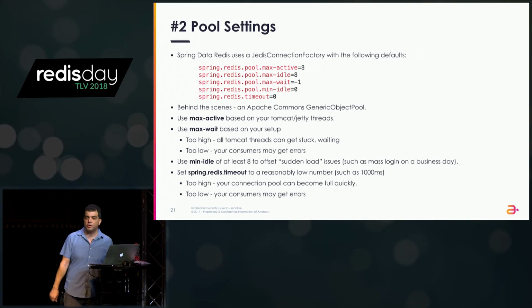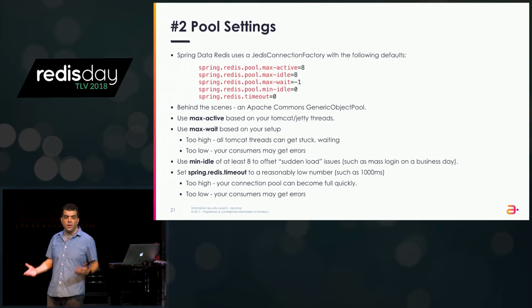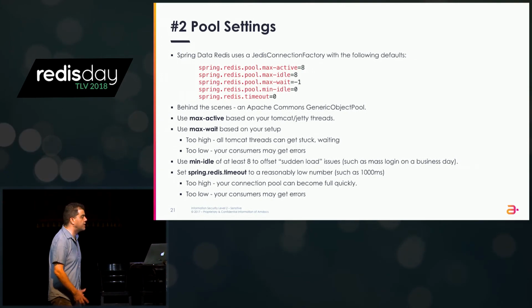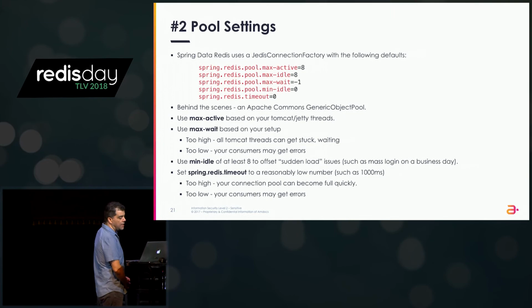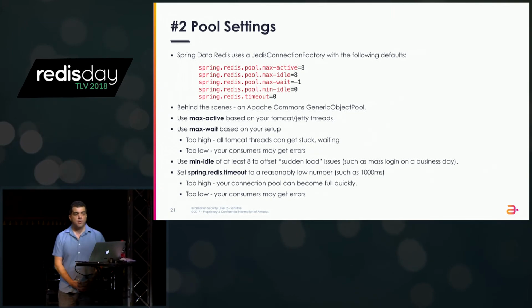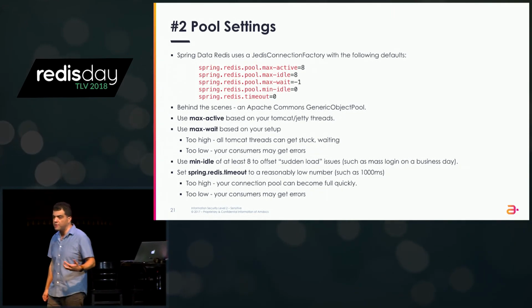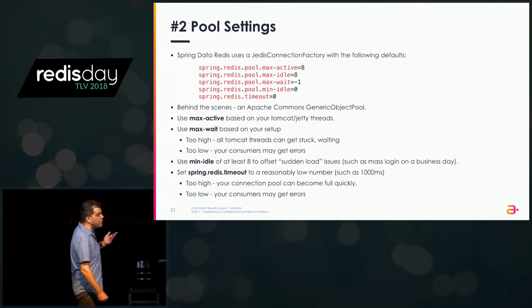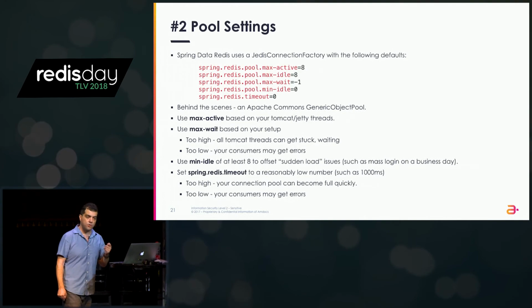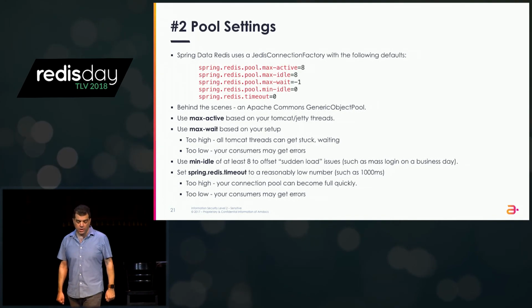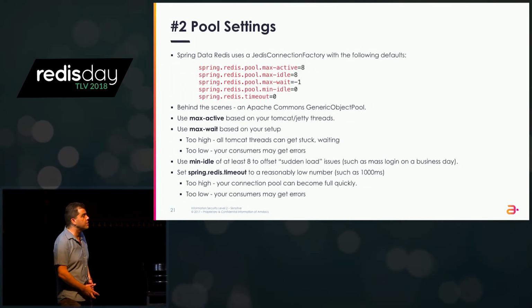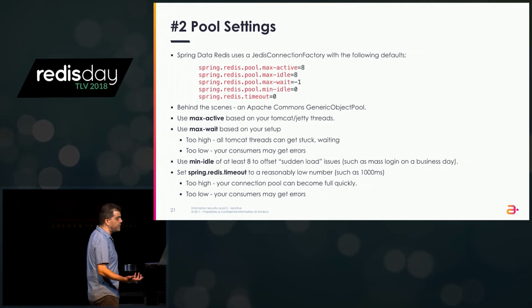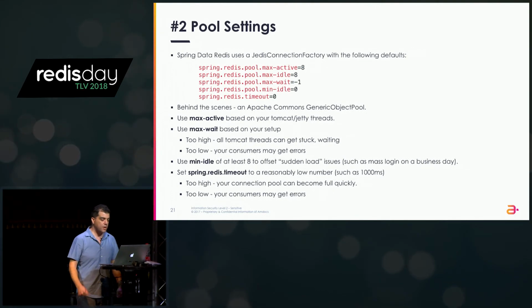For the max active, you should consider setting it appropriately to the number of threads that you have in your Tomcat instances. The minimum idle is basically how many connections I'm going to keep forever, even if I don't have users using my application. So if you have a sudden load in your application, it could take a little bit of time to create these initial connections. I would recommend to have a little bit of available connections always on standby.